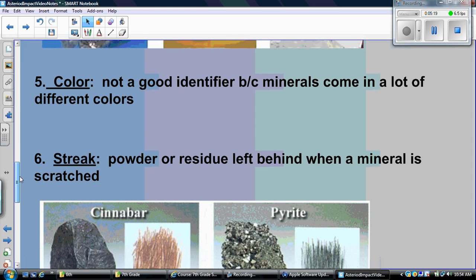Okay, and then another property of minerals is color. It's not a good identifier because minerals come in a lot of different colors. So, for example, quartz is a mineral. It can come in so many colors: clear, green, pink, kind of a purpley blue color. So color does not really help us define what mineral you have, but it is a property of a mineral.